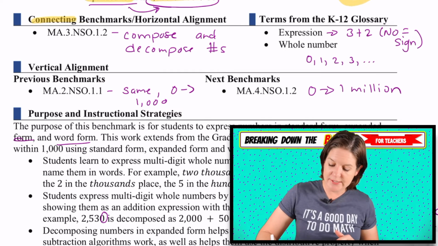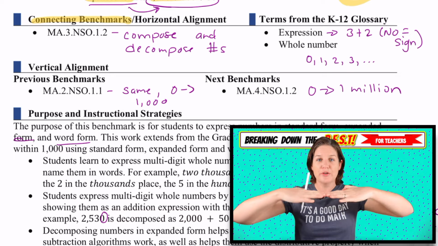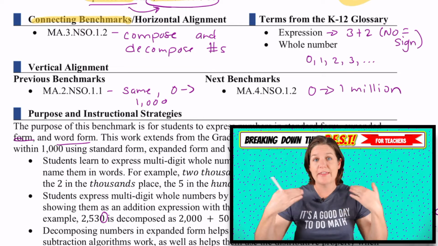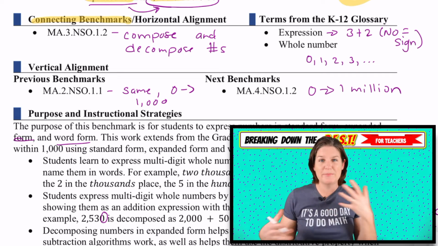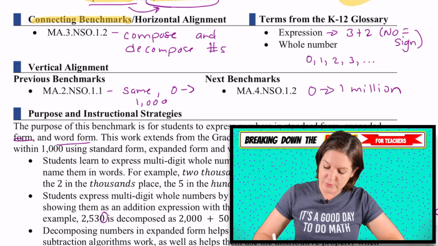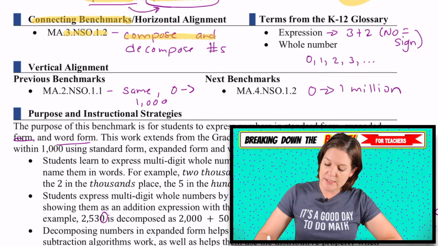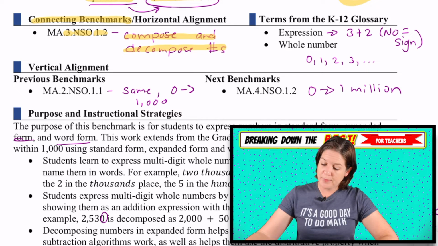Let's take a look at some of these connecting benchmarks or the horizontal alignment. Basically, other standards that are in third grade that we will see that can kind of be connected to the one we're going over today. The first one is 3.NSO.1.2, which is composing and decomposing numbers.